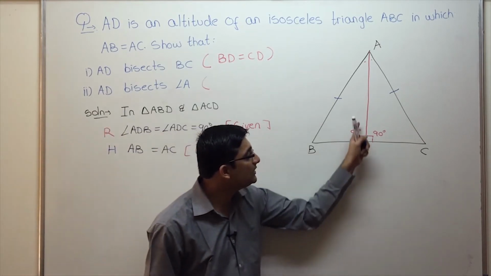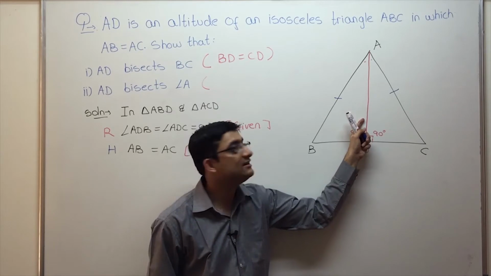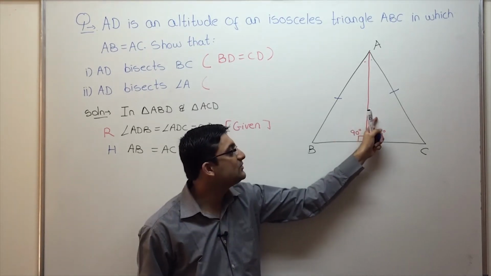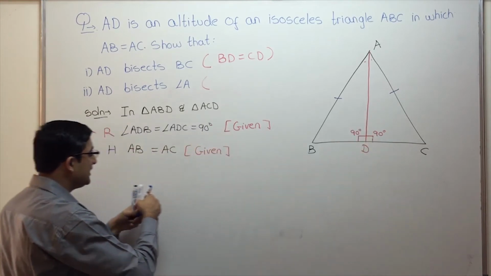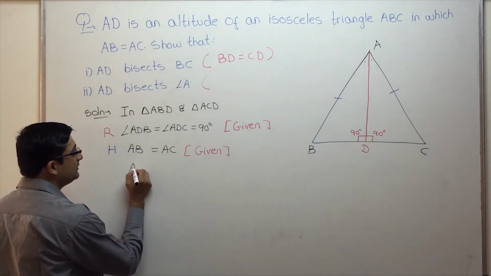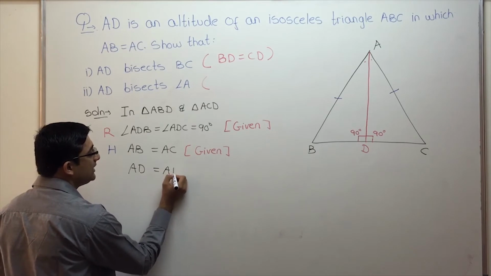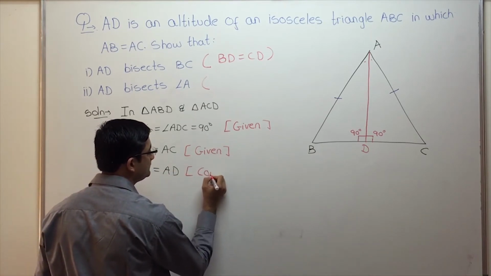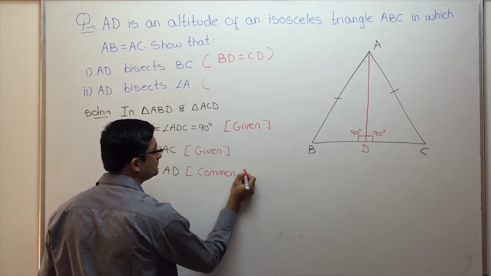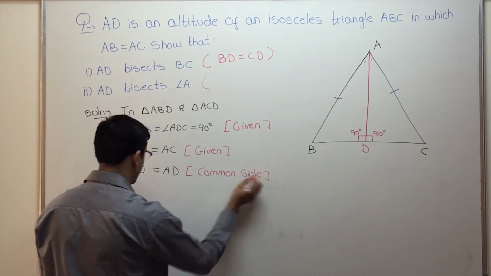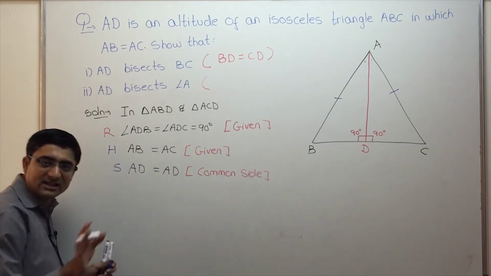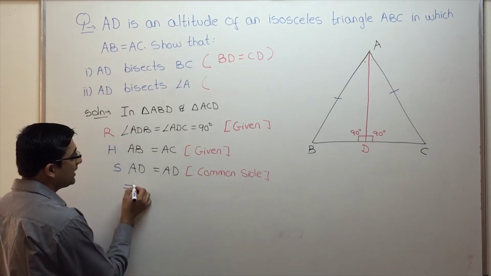So which side is equal? See, AD over here is a common side. AD is part of this triangle as well as this triangle. So I'll say AD is equal to AD. What is the reason? Common side. So what is this? Side. So basically RHS criteria has been satisfied. This implies the two triangles are congruent.